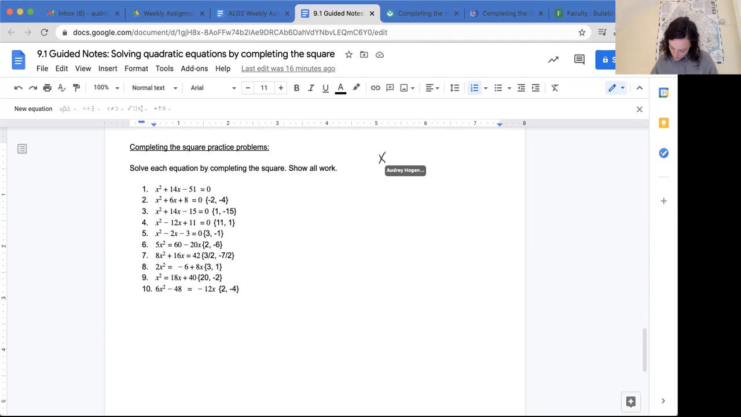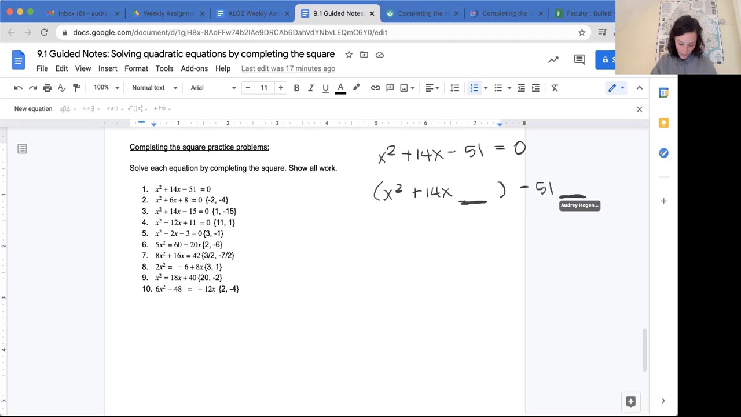So x squared plus 14x minus 51 equals 0. You already know the process of this from the Khan Academy video, but I'm going to walk you through the way that I write all of it out, the notation basically. I take x squared plus 14x, those first two terms, in parentheses, and then I leave a blank space because I know I'm going to add something. Then I put that minus 51 on the outside, leave another blank space because I have to add something there as well, and then equals 0. So I put two blanks in there.